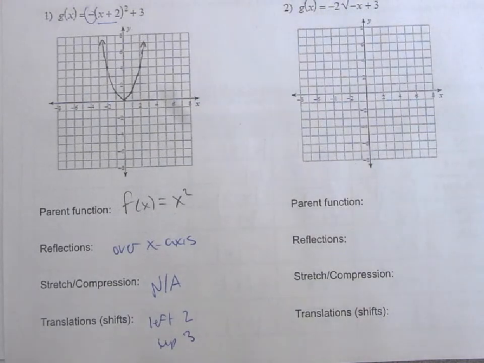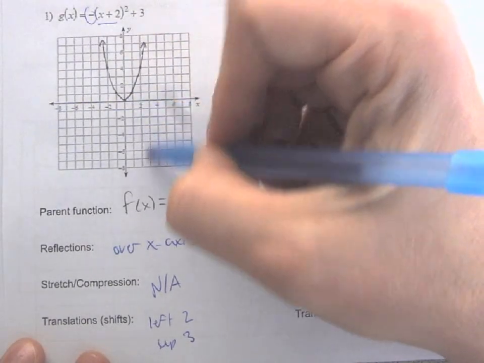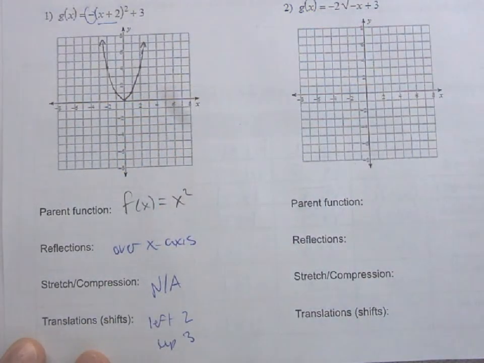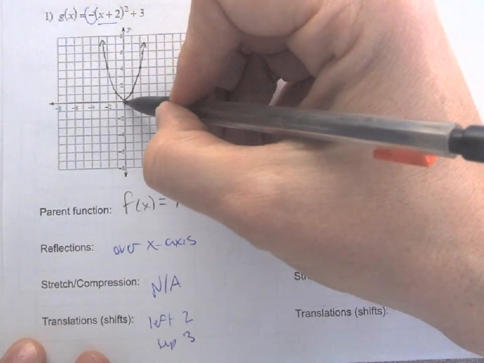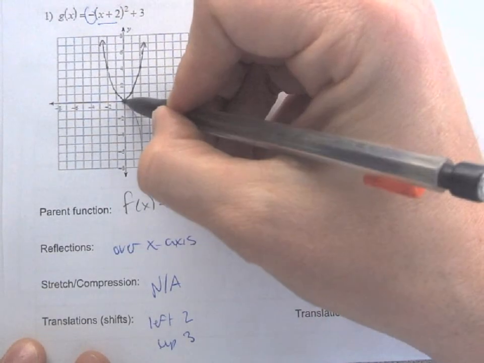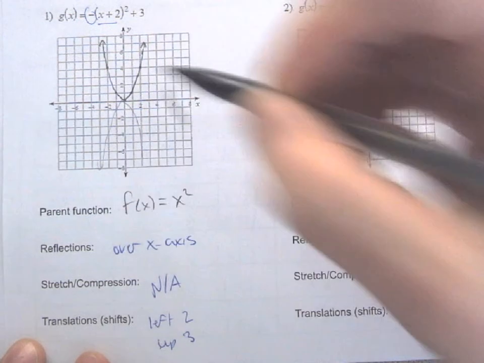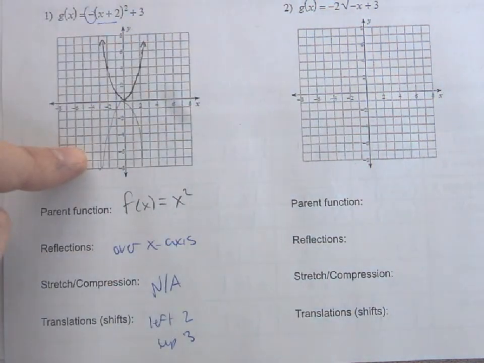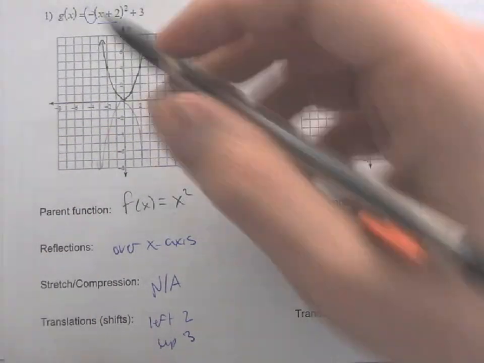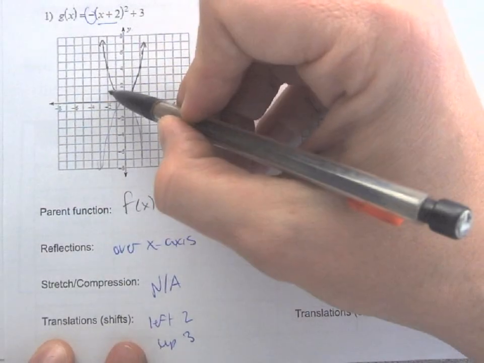So the graph here is going to start by flipping over the x-axis. I'm going to do this in pencil. This is not my final product, but it's going to look something like this. That's the first transformation. There are no stretches, but then I'm going to move it left 2 and up 3.